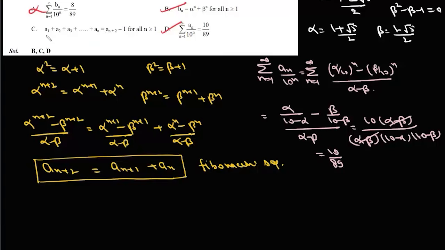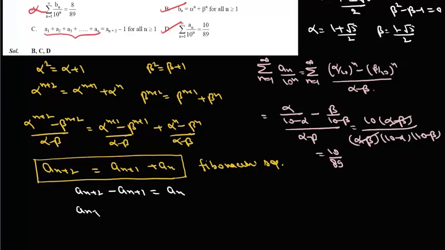Now here we need to find the sum of n terms of the Fibonacci sequence, which is a standard result, but we have to prove this result here. Now what we'll do is, we need a_n here. So we want to start with a_{n+2} minus a_{n+1}. It is equal to a_n.